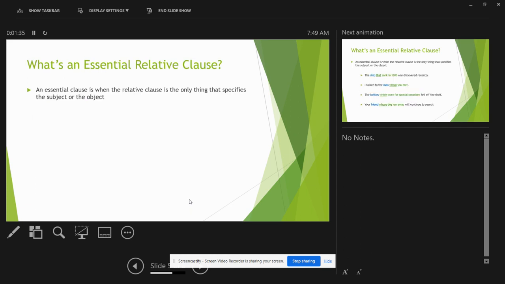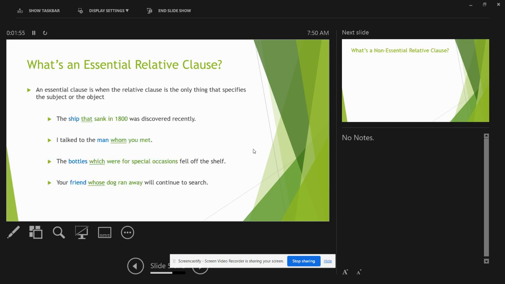Now we talked about essential relative clauses. This is where it really gets to the core, and this is what affects punctuation: understanding the difference between essential and non-essential. An essential relative clause is when that clause is the only thing that specifies the subject or the object. So if we look at our examples again, in all of these cases, the relative clause is the only thing that specifies the words in blue.